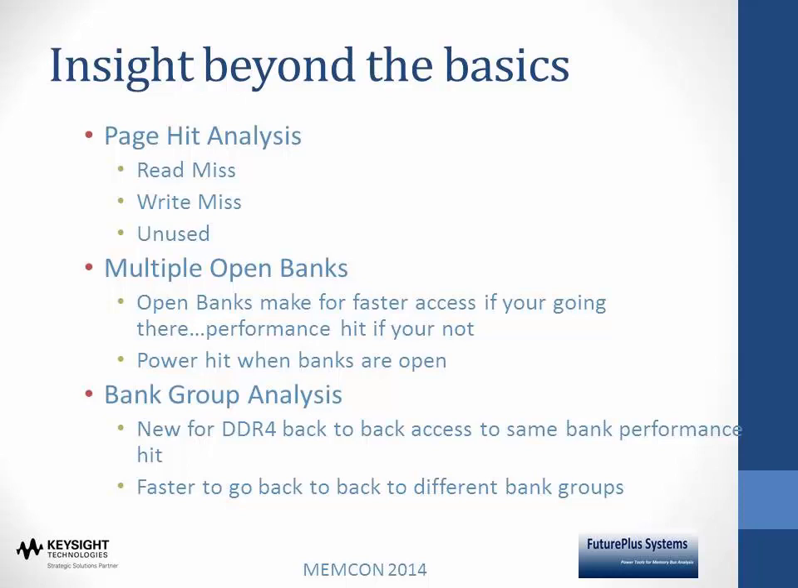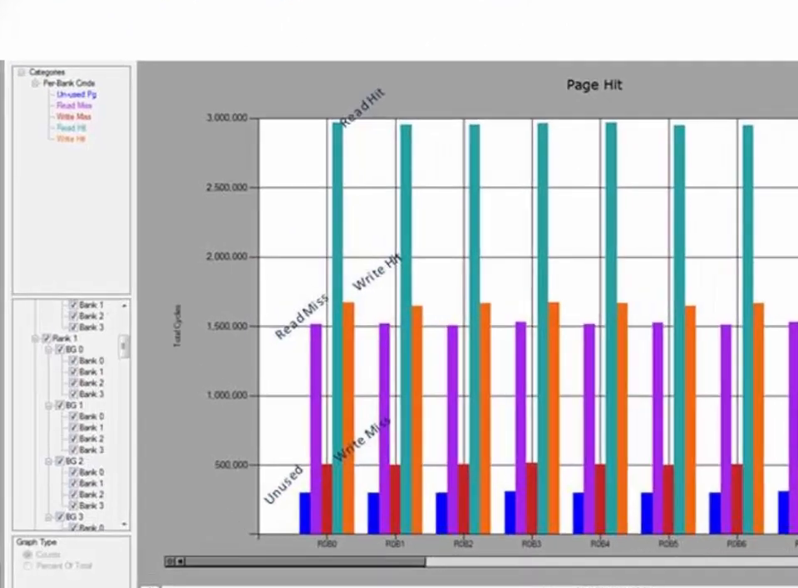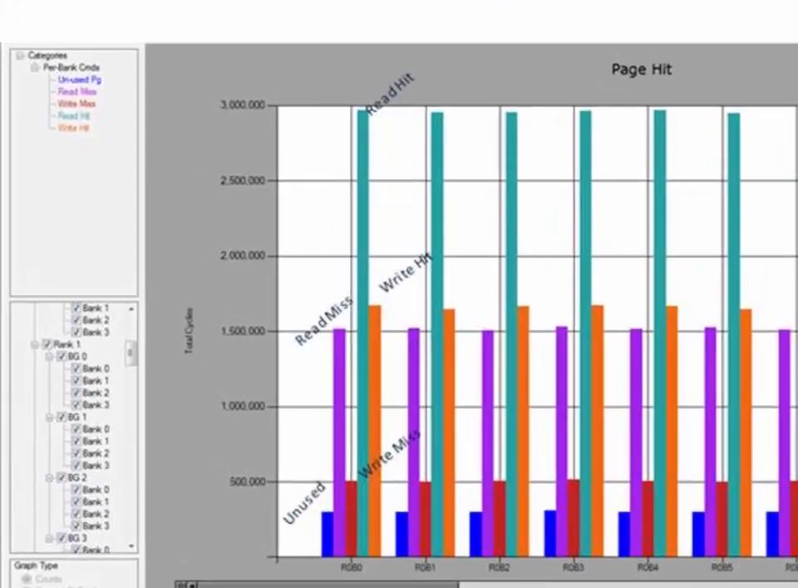The next three metrics I'd like to discuss are page hit analysis, multiple open bank analysis, and bank group analysis. Here is page hit analysis. A hit is identified as an access where the page was already open, whereas a miss is where the memory controller had to issue an activate command, which opens the page prior to access.